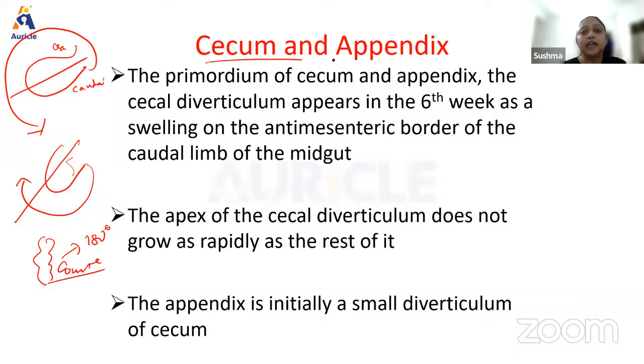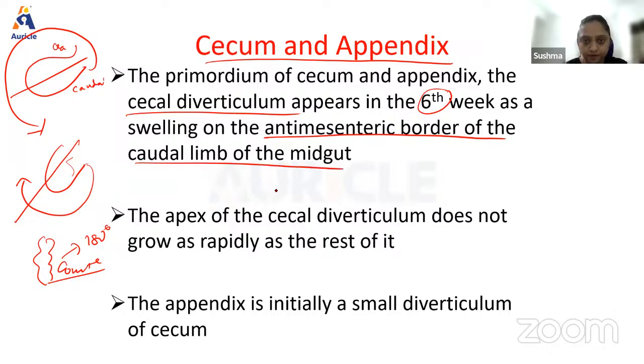Next, let us look at the cecum and the appendix. The primordium for the cecum and appendix, I've already told you, is the cecal diverticulum. It appears around the 6th week as a swelling on the anti-mesenteric border of the caudal limb of the midgut. Okay, next, the apex of the cecal diverticulum does not grow as rapidly as the rest of it. So that is why you don't have the migration of the cecum and appendix as such.